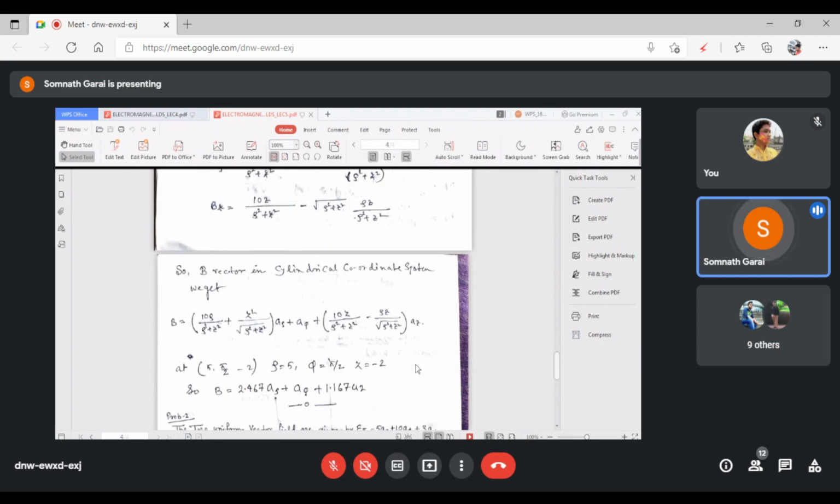Now, if we put the value of rho equal to 5, phi equal to pi by 2 and z equal to 2, then we get the vector field in cylindrical coordinate in the form 2.467 a rho plus a phi plus 1.67 az.